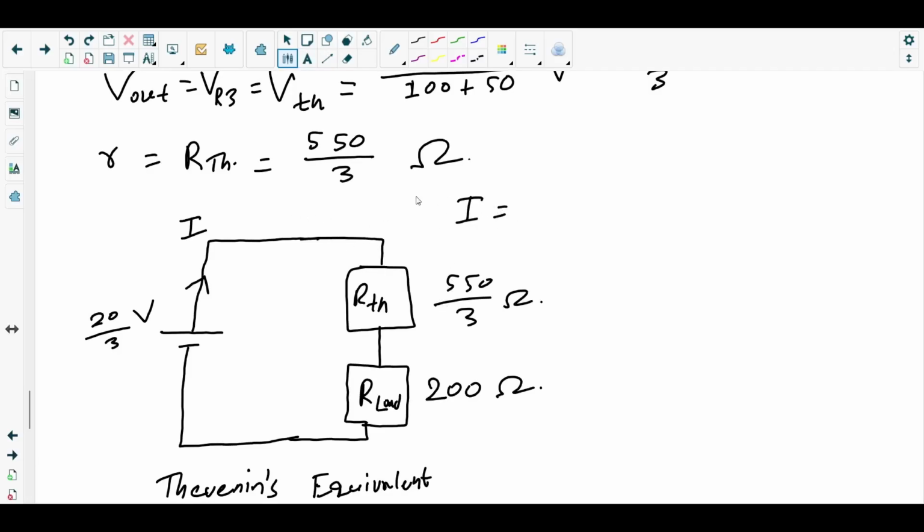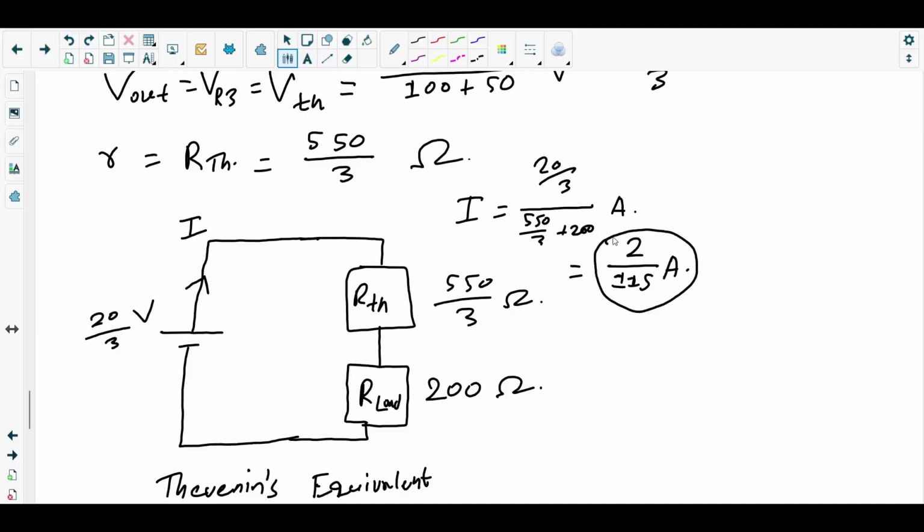So this current is I equals V over R, right? V is 20 over 3, and the total resistance is 550 over 3 plus 200. So 20 over 3 divided by 550 over 3 plus 200. How much would you get? 2 over 115 amps. And this current will be flowing through the load resistor, right?